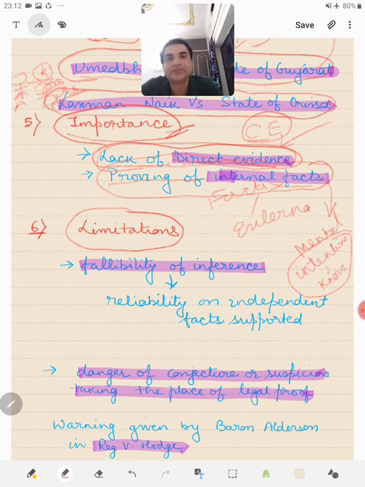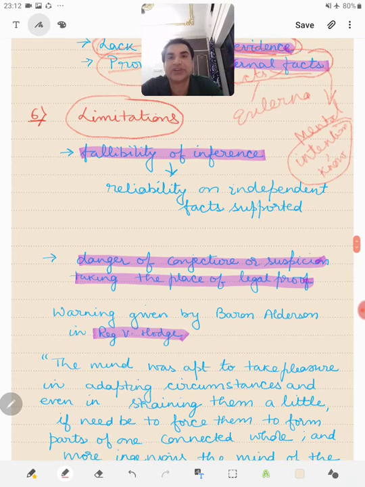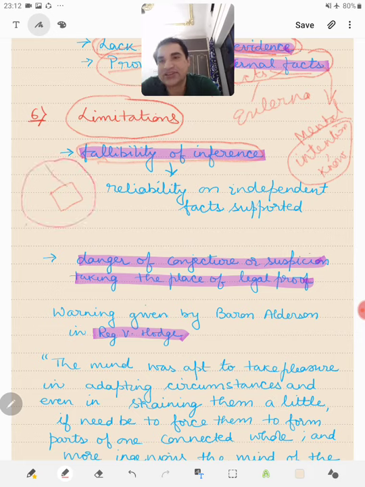However, there are certain limitations of it, and one is the fallibility of inference. Friends, suppose this is the main fact and these are the surrounding circumstances. Now, based on these surrounding circumstances, we are making a judgment. Now, this judgment is certainly then highly subjective in nature.